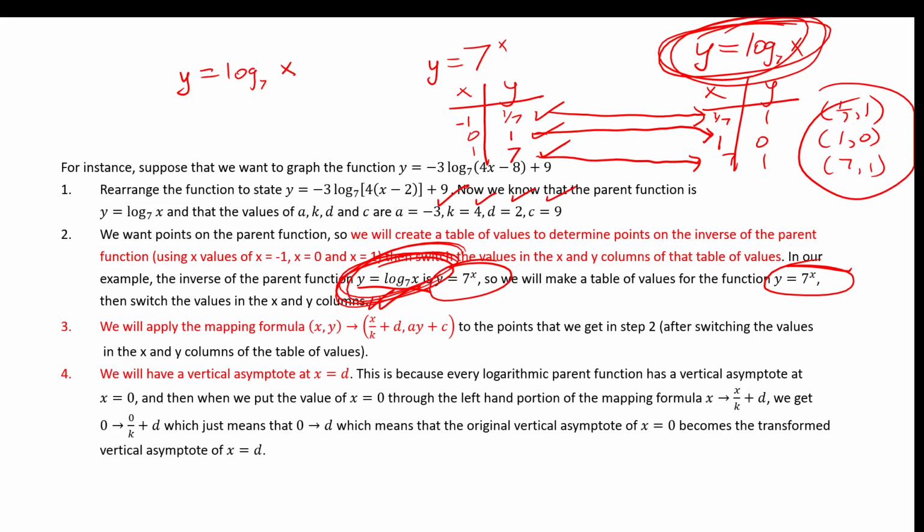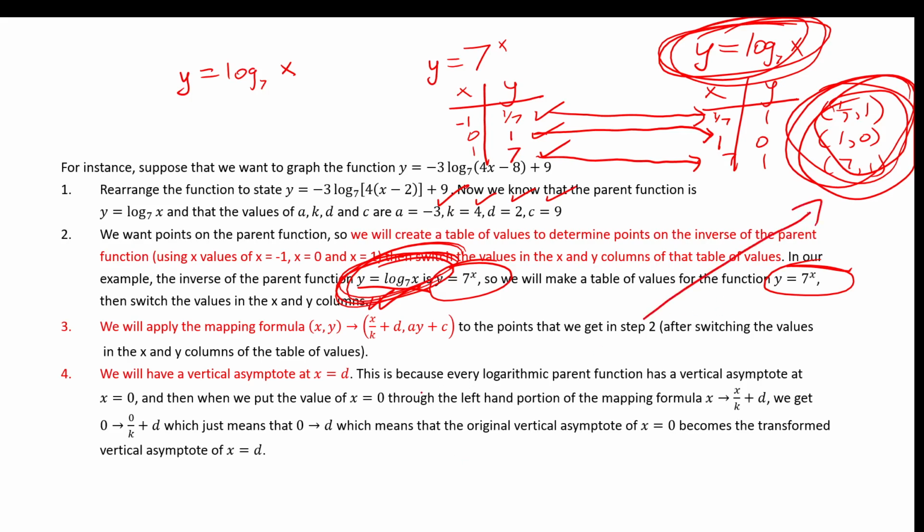Okay, getting to step 3. We'll then apply the mapping formula that you're very familiar with. (x, y) maps onto (x over k plus d, ay plus c), or you can use other methods that you've learned in previous grades from other teachers. Those are awesome methods. We're going to apply that mapping formula to the points that we got in step 2, which are these points right here, after switching the values. So those are the points right there.